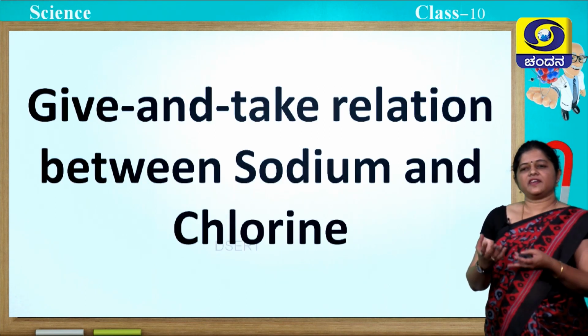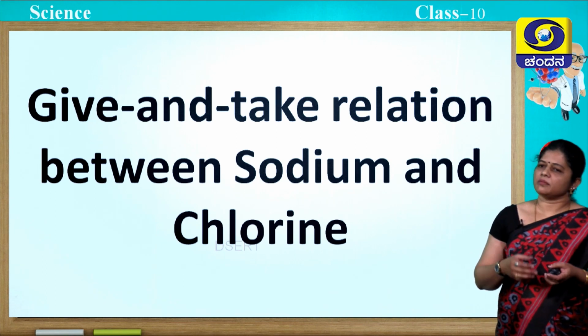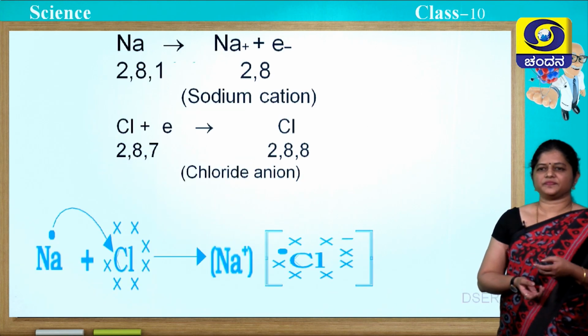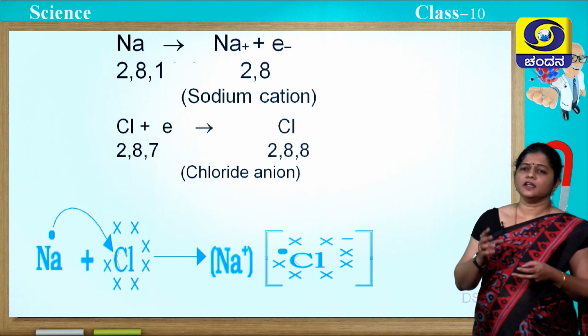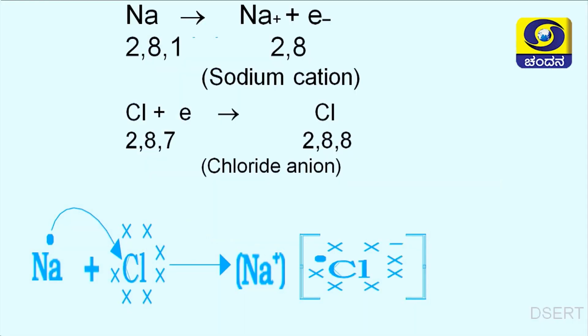This give and take relation between sodium and chlorine is like this. You can see here sodium, its electronic configuration is 2, 8 and 1. So, now when it becomes sodium ion, it gives away 1 electron. So, it becomes 2 and 8. Sodium cation has an electronic configuration of 2 and 8.